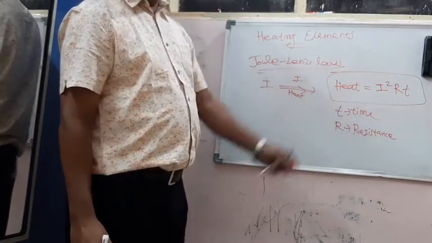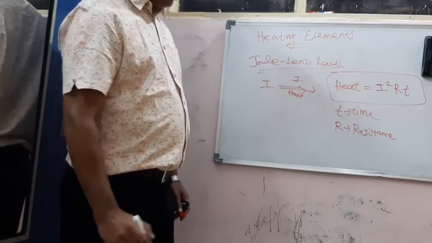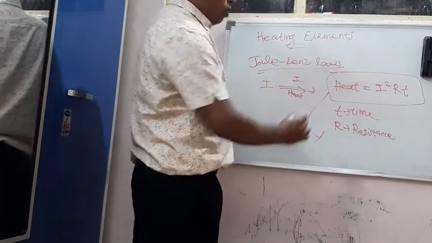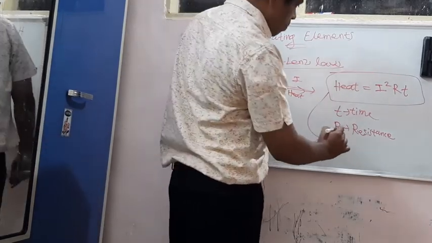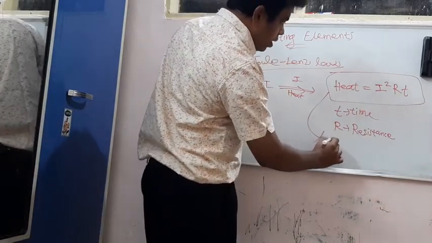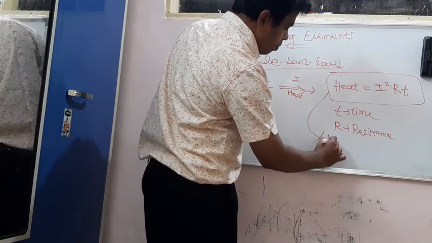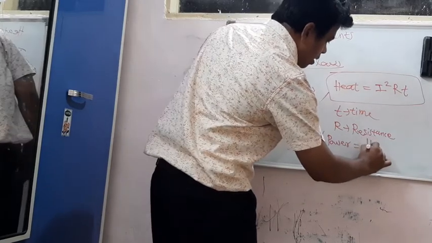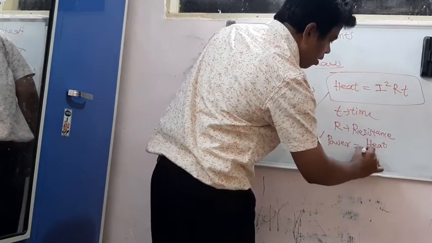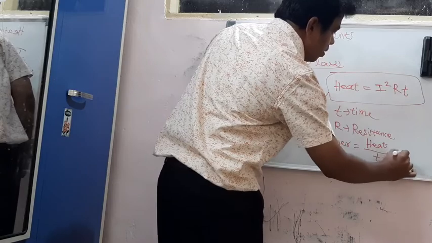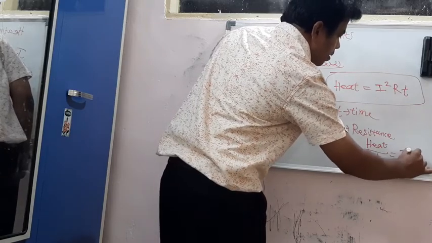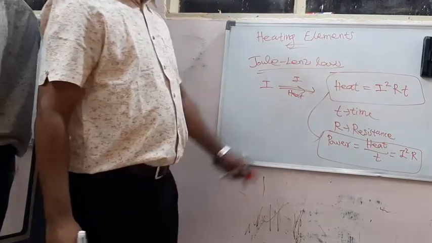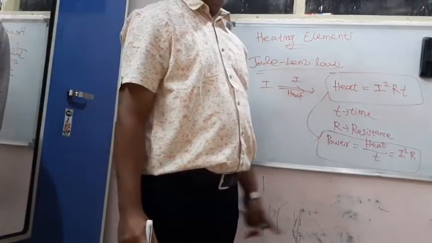So this is the basic equation, and from this one can slightly modify it to get power produced. Power equals quantity of heat divided by time, which equals I squared R. So this equation can also be expressed like this.